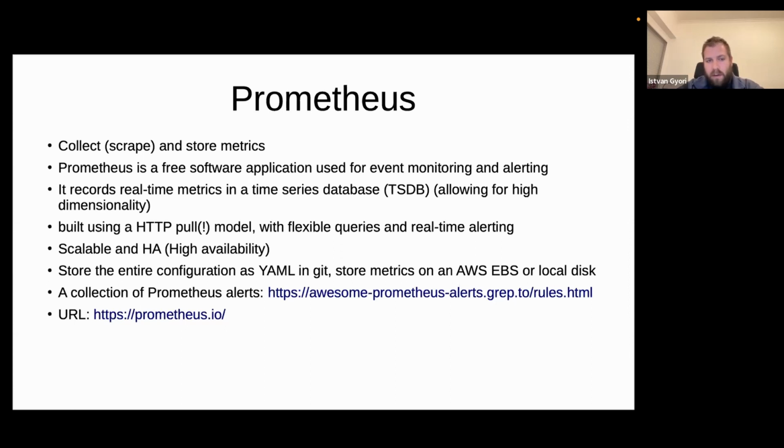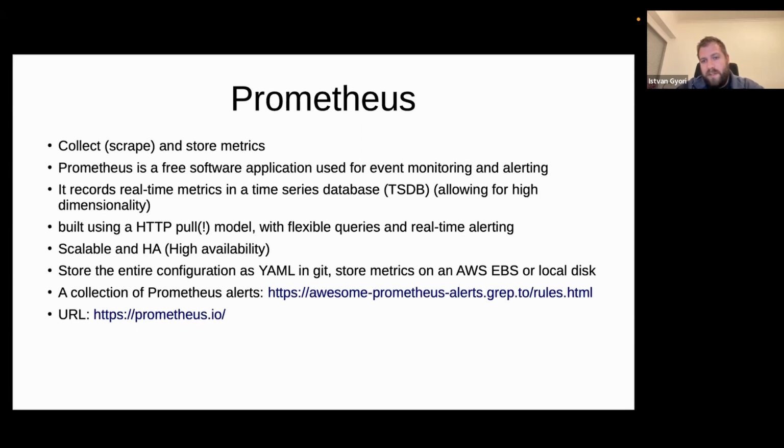I've seen Prometheus instances running with more than 90 gigabytes of memory, so it's really scalable. And also you can store the entire configuration of the Prometheus instances in a YAML format in Git, so you can version control it.